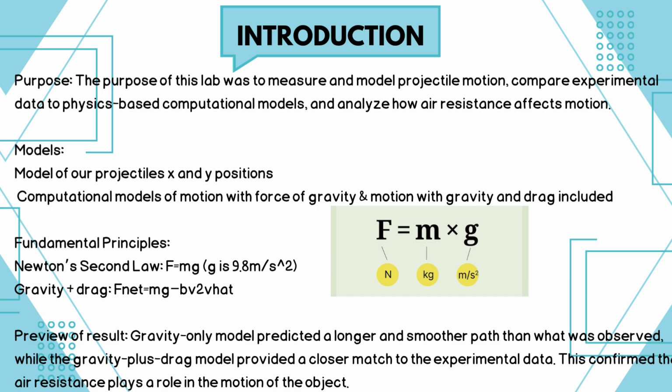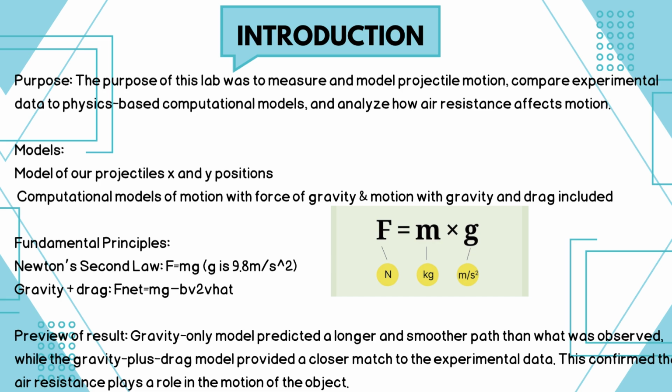So fundamental principles: we have Newton's second law, which states force equals mass times acceleration. In this case, acceleration is gravity, and that's 9.8 meters per second squared. And then we have a drag component because of air resistance, and gravity plus drag is F net equals mass times gravity minus b times velocity squared v hat, where that second part is the drag component.